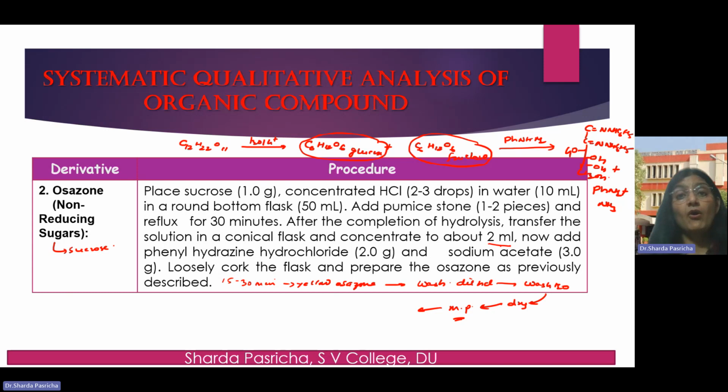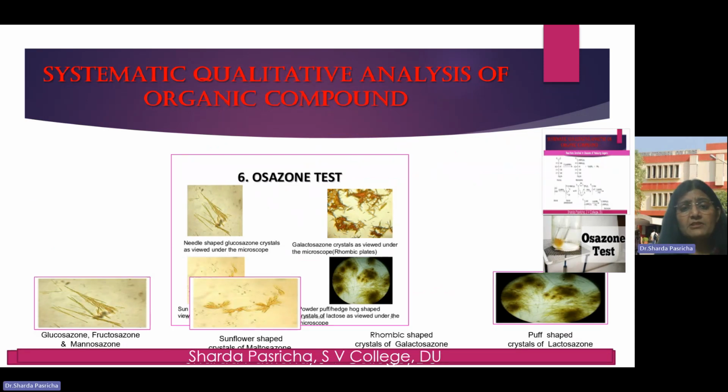So this is the chemistry of carbohydrates, how to do the tests and how to prepare the derivative of carbohydrate. This is how the crystals of osazone appear.